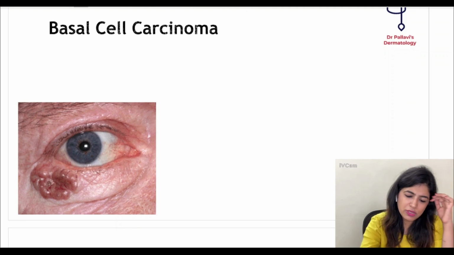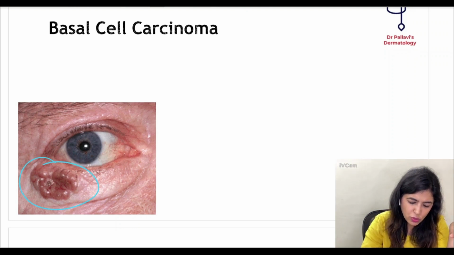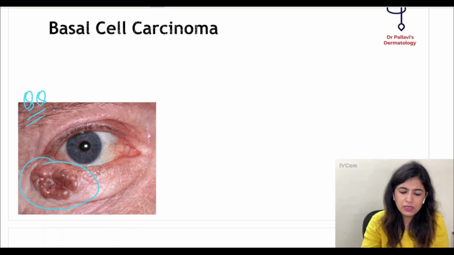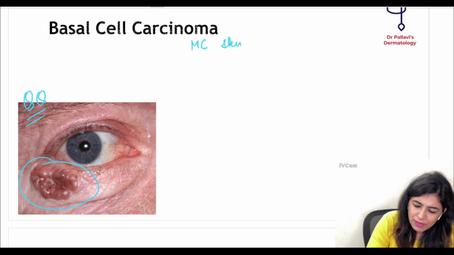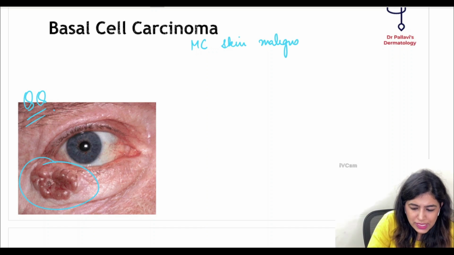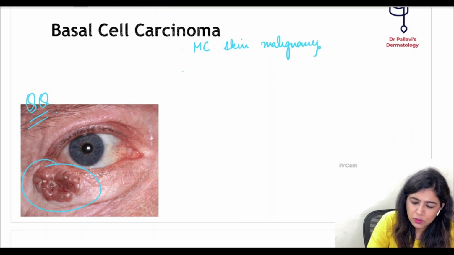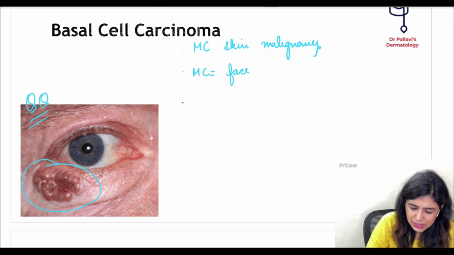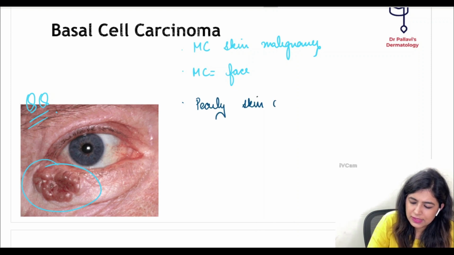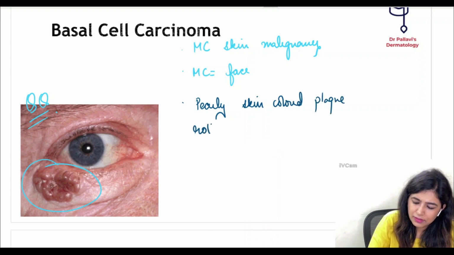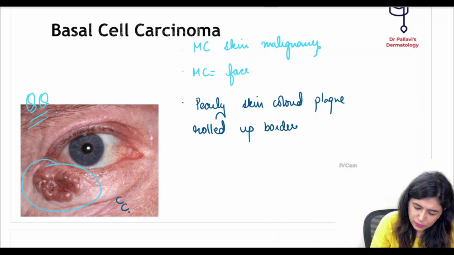I've put the image of BCC also. See, this is how a BCC is shown. A very important image-based question again. It is the most common skin malignancy. Happens due to sun exposure. Most common site is on the face because face is the most exposed. Classically presents as a pearly, it means a shiny, skin colored plaque which has beautiful rolled up borders like you can see in the image here. Can you see these rolled up borders like this?